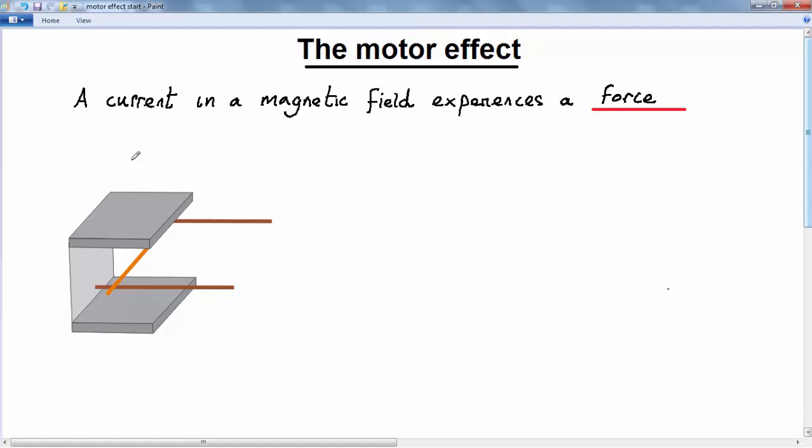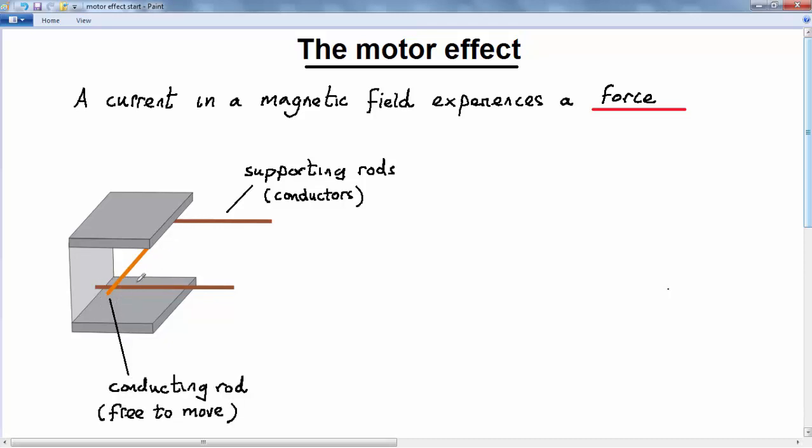A very simple experiment which demonstrates this motor effect is depicted below. What we've got are two conducting supporting rods. Okay, so they're conductors. And they're supporting a third conducting rod which is free to move. Normally there'll be a couple of wheels positioned on either end of this conducting rod which will keep it on the track, if you see what I mean. So it's free to move backwards and forwards. And this conducting rod is positioned between two magnets with opposite poles. In this case we started off with north-south, north-south.